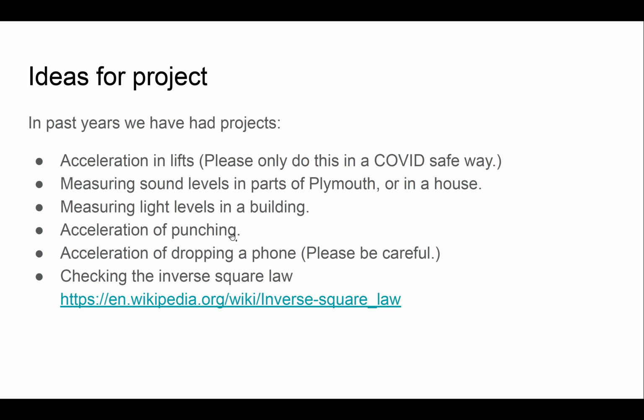People have done acceleration of dropping a phone in the past, but obviously be careful because you can damage it even if you're dropping it onto a soft material. And then there are things like checking the inverse square law, which says that the intensity, say of sound, goes down like 1 over r squared, where r is the distance. If you look on the websites of the applications, they have a number of suggestions for experiments that you can explore. Okay, so I hope you have fun, and that's all I wanted to say.